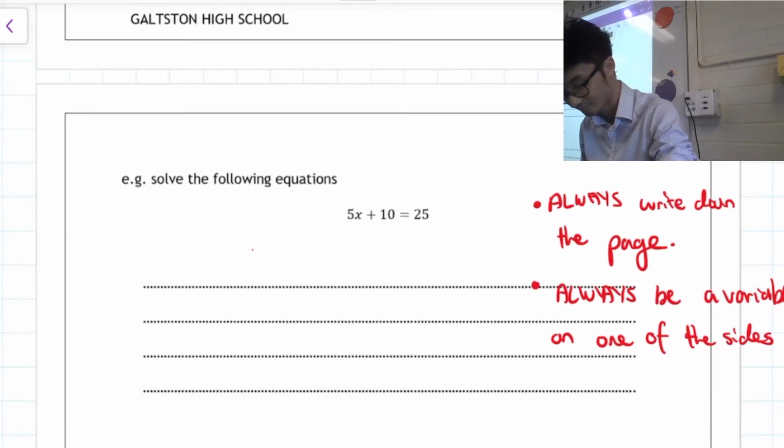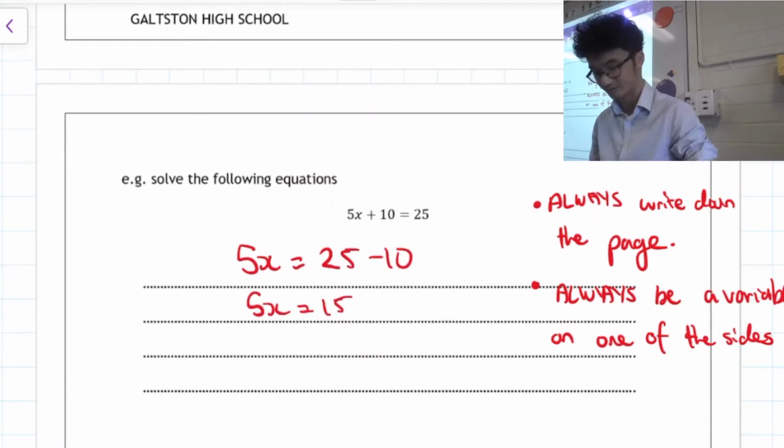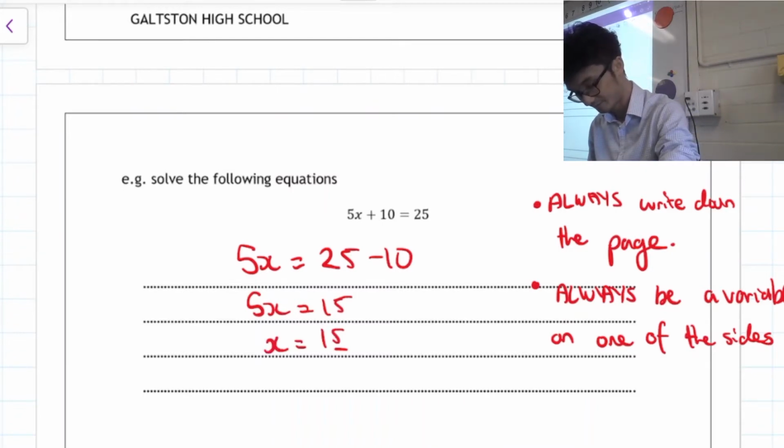105x equals 25 minus 10. Yep. Sure, and that's 15. Yeah. And then put x equals 15 over 5. Yep. That equals 3. X equals 3, perfect.